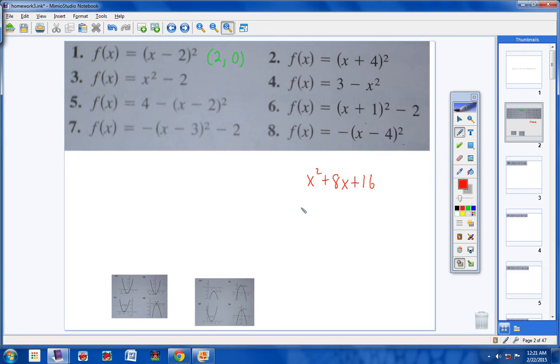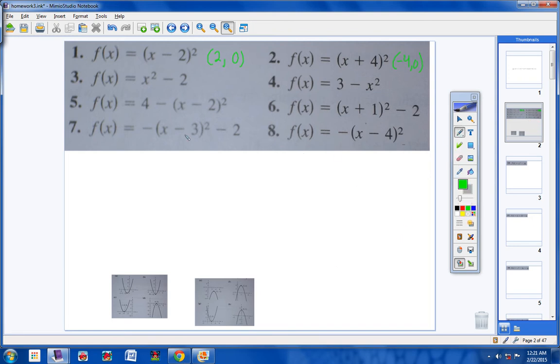Now, using negative b over 2a, let's see what we come up with, okay? 8 is my b, and 1 is my a, so negative, and then put a positive 8, negative b over 2 times a, 2 times 1, so negative 8 over 2 is a negative 4. So my x value is negative 4. Now very quickly put a negative 4 in here. Negative 4 plus 4 is 0. 0 squared is 0. So my vertex for number 2 is going to be negative 4, 0. Alright. And let's continue on to number 3.